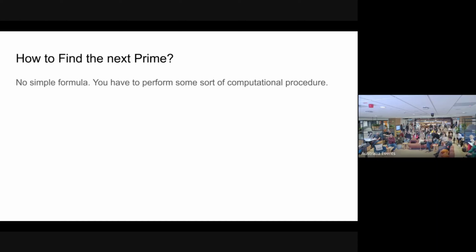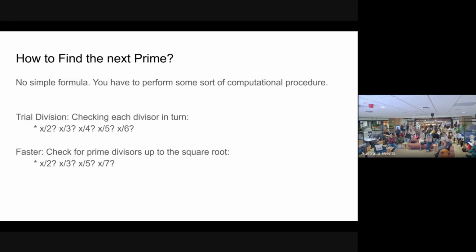But to get more onto what I want to talk about in this talk, how would you find the next prime number? If I give you a number and say, what's the next prime number that comes after this number? And the thing is, there's no simple formula to do this. You have to do some sort of computational procedure. There's a few different things you can do if you want to find the next prime number.